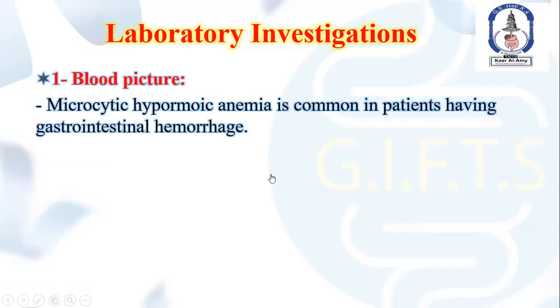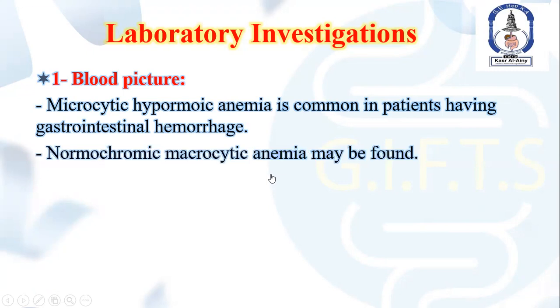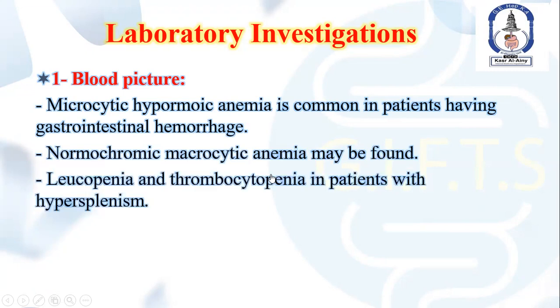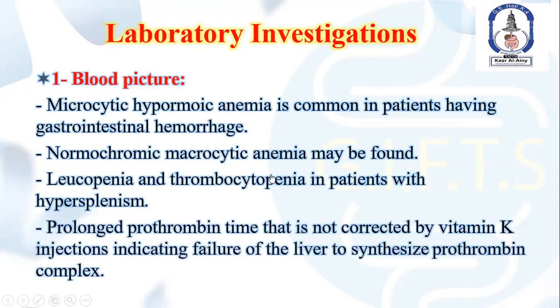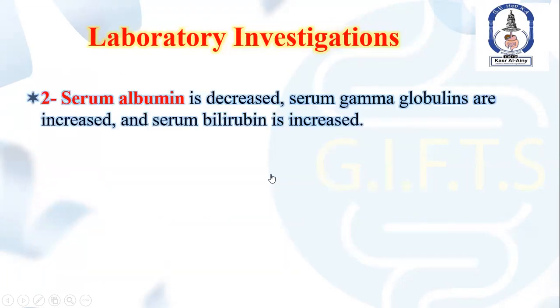Blood picture, of course, we can see microcytic hypochromic anemia because of the GI blood loss. Normocytic normochromic sometimes be found. Leukopenia and thrombocytopenia, patients with splenomegaly and hypersplenism. And of course, we will find prolongation of the prothrombin time and concentration because of the failure of formation by the liver. Serum albumin will be decreased with increase of gamma globulins and serum bilirubin.